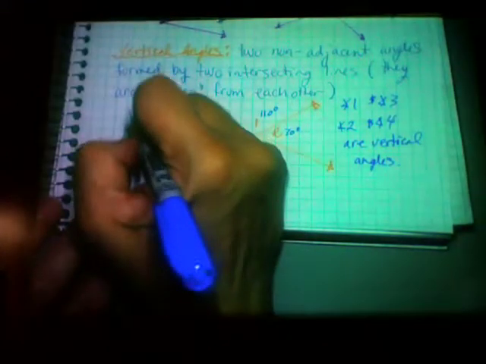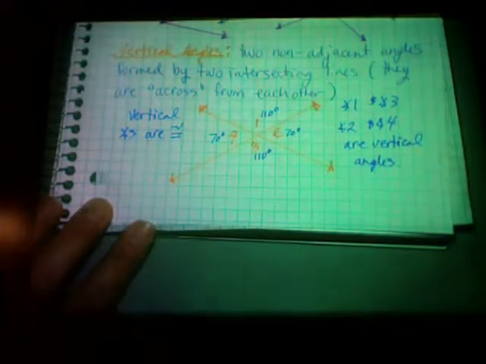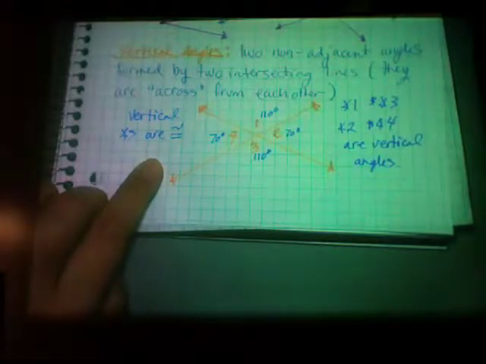So also write on here, vertical angles are congruent, and I use geometry notation. So it's hugely important that you make that connection. The important thing about vertical angles is that they are always 100% of the time congruent.